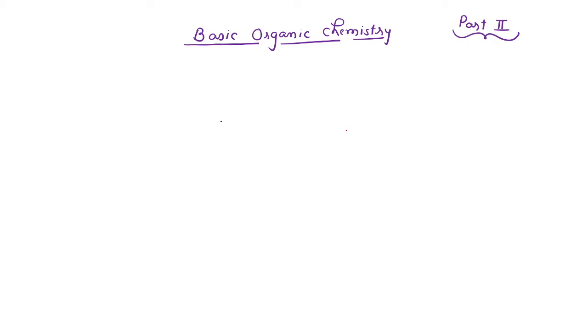In our first video of basic organic chemistry, we have done different concepts of basic organic chemistry. When we are learning basic organic chemistry, we have reached the stage where we have done reactions. Now, when reactions are taking place, we have done that there are only four different types of reaction: substitution, addition, elimination, and last is rearrangement. These are the four different reactions.